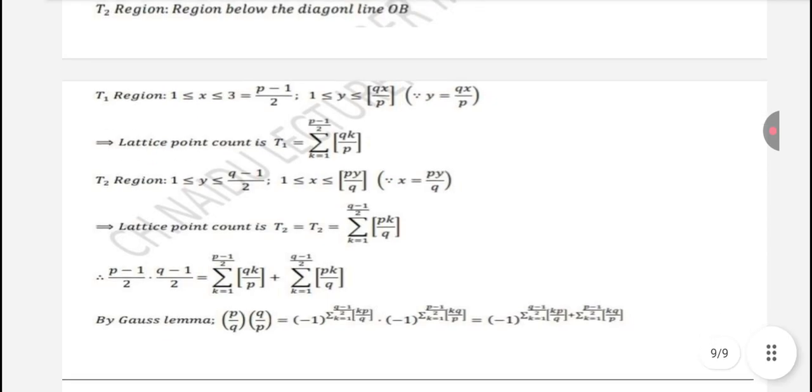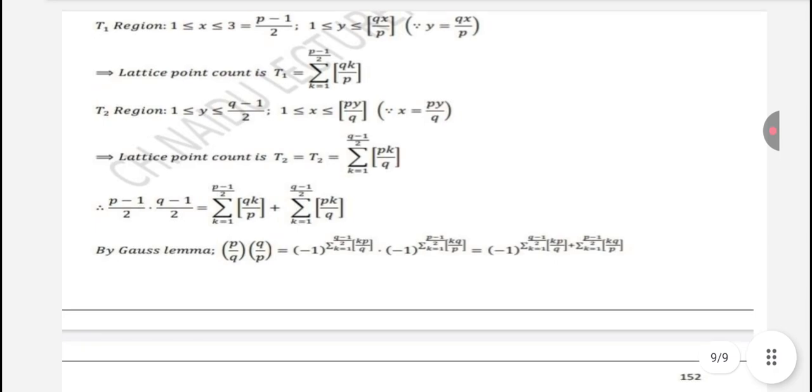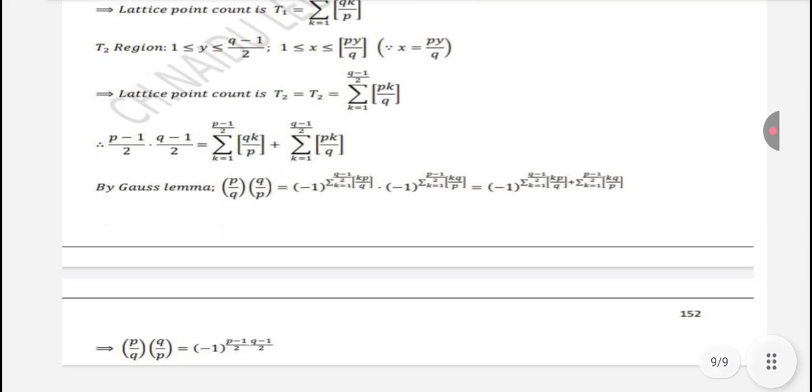Therefore, by Gauss lemma, Legendre symbol p by q into q by p equal to minus 1 whole to the power of summation, k from 1 to q minus 1 by 2, of integral part of kp by q, into minus 1 to the power of summation kq by p, k runs from 1 to p minus 1 by 2. So finally we get p by q into q by p equal to minus 1 whole to the power of p minus 1 by 2 into q minus 1 by 2.